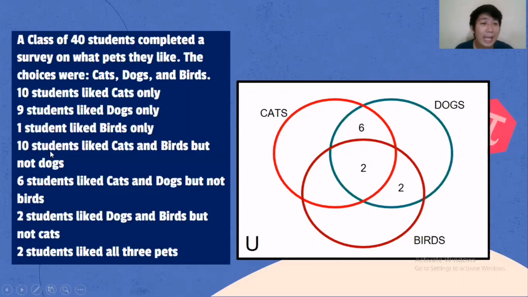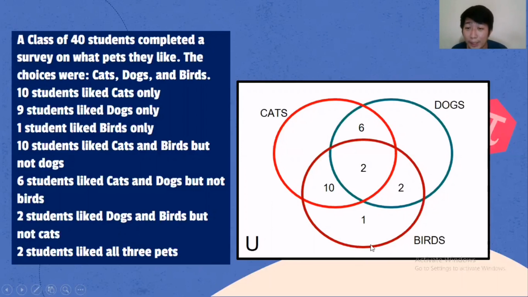Okay? Next, 10 students like cats and birds but not dogs. It means we will be writing the answer on this part. 10 students like cats and birds but not dogs. Okay? The next one, 1 student liked birds only. So birds only will be on this part.